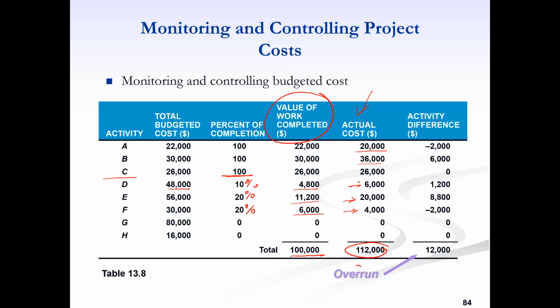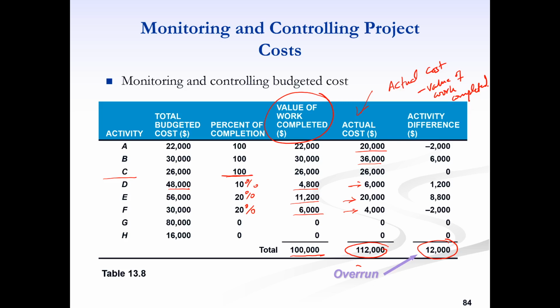The last column is giving us the activity difference, which is basically actual cost minus the value of work completed. So this is the activity difference coming, minus 2,000, 6,000, etc. If we add, this is the difference coming, which is overrun. Overrun means that the value of work completed is 100,000, that's according to our budget, but we have spent $112,000, so the difference is $12,000. So one thing we know from here is that we have overspent.